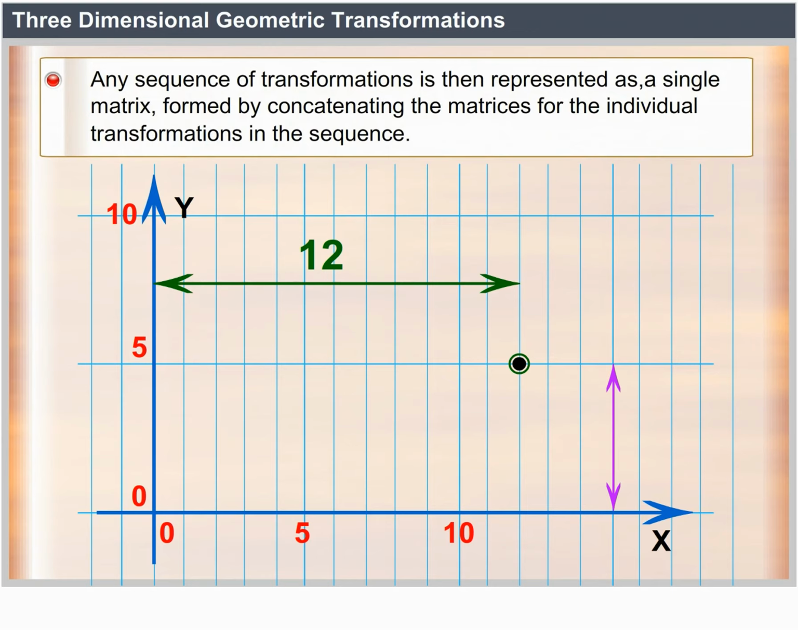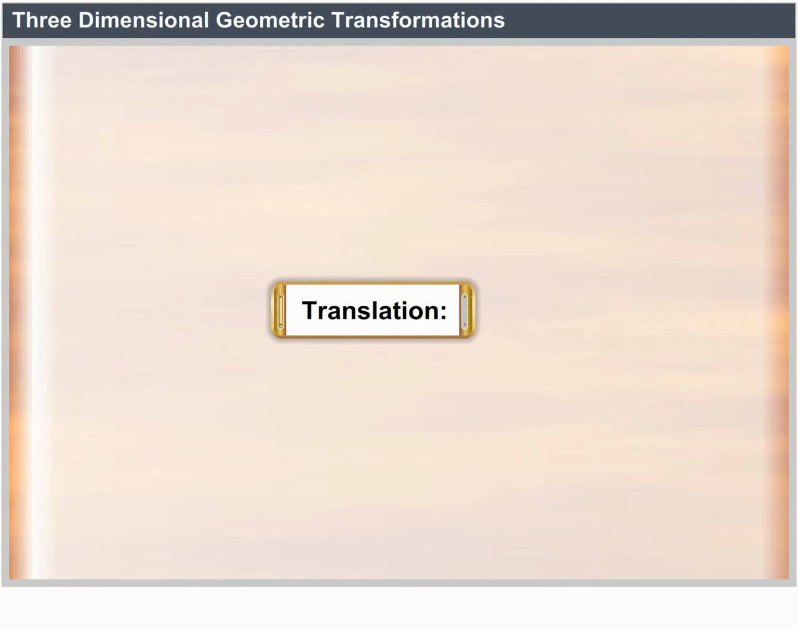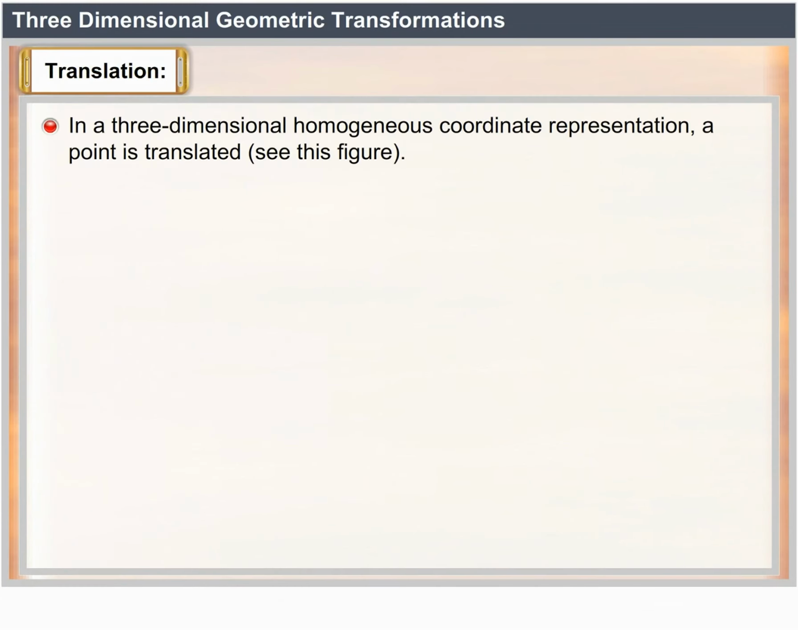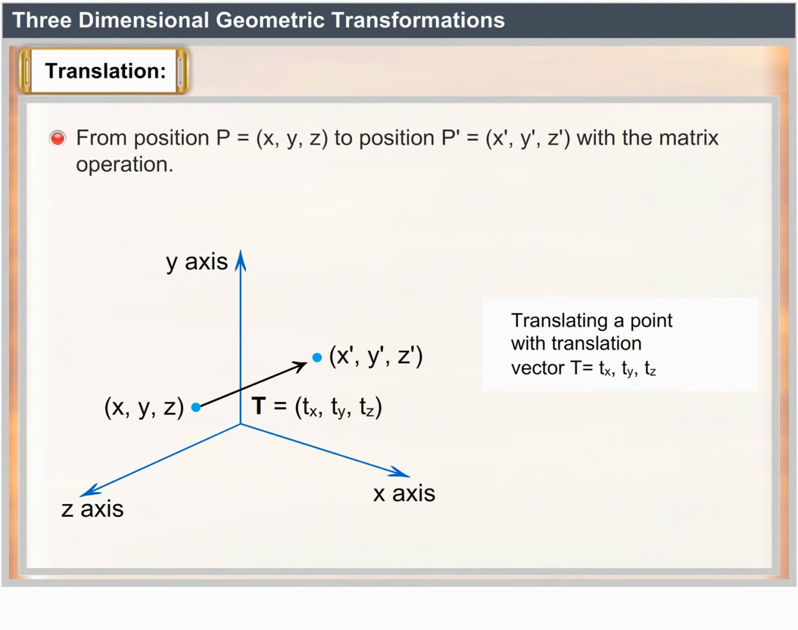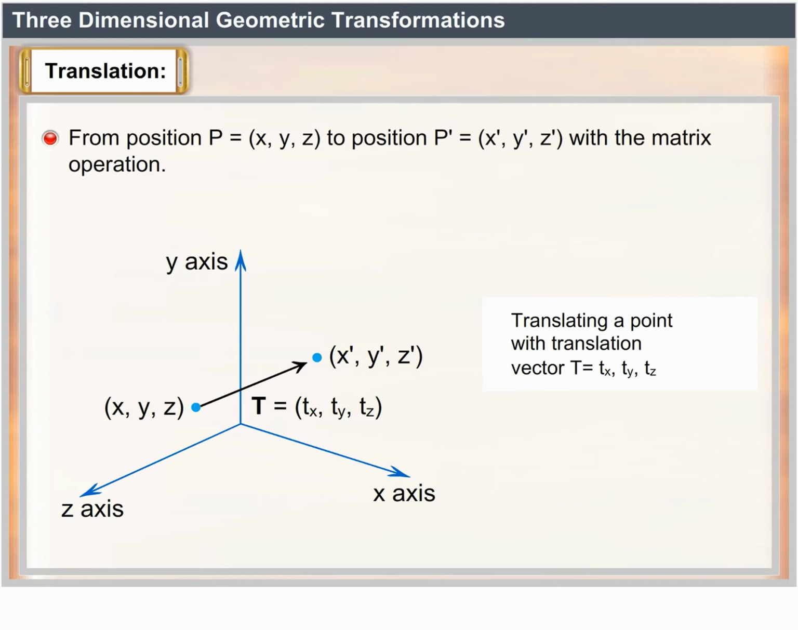Translation. In a 3-dimensional homogeneous coordinate representation, a point is translated, see this figure, from position P = (x, y, z) to position P' = (x', y', z') with the matrix operation as follows, or P' = T · P.